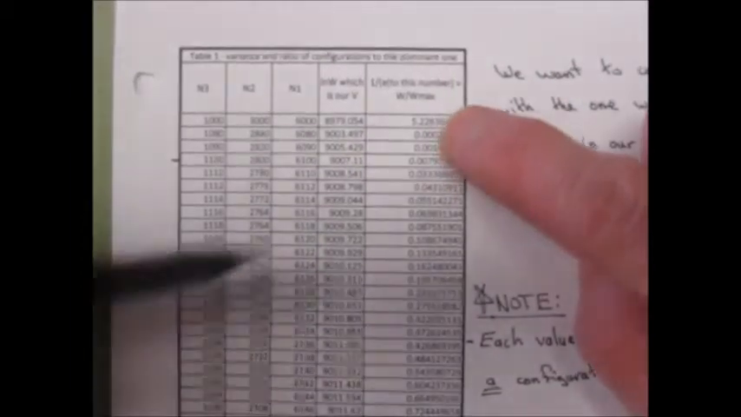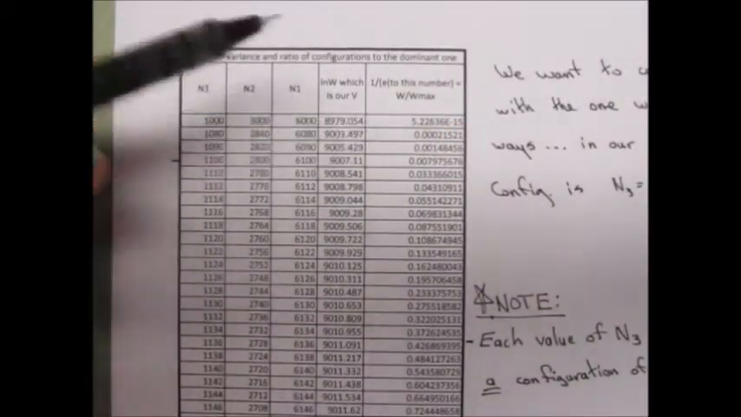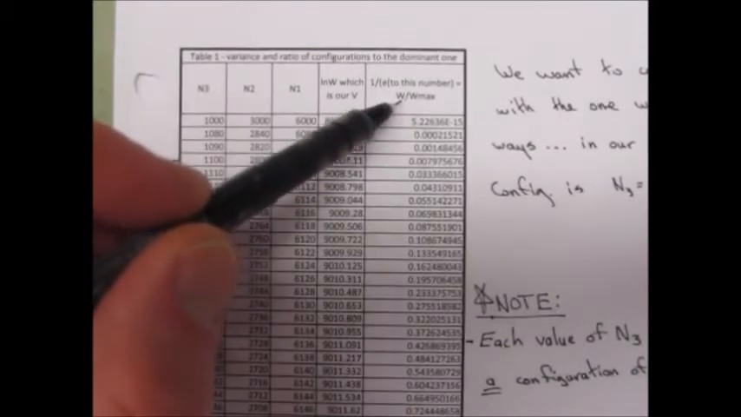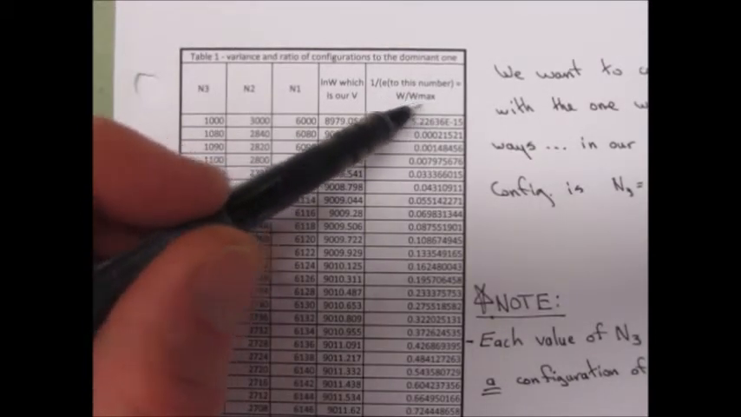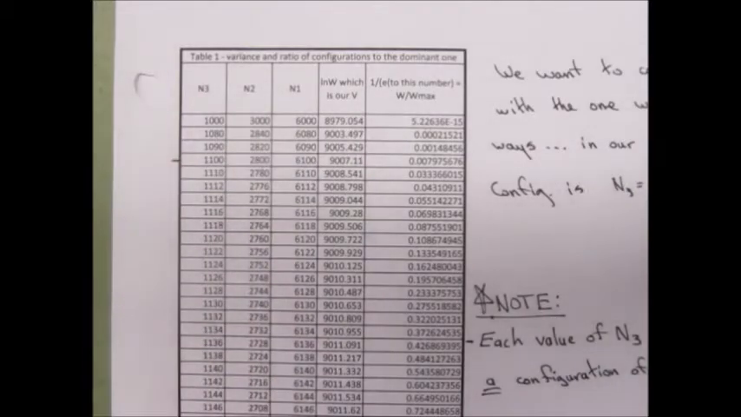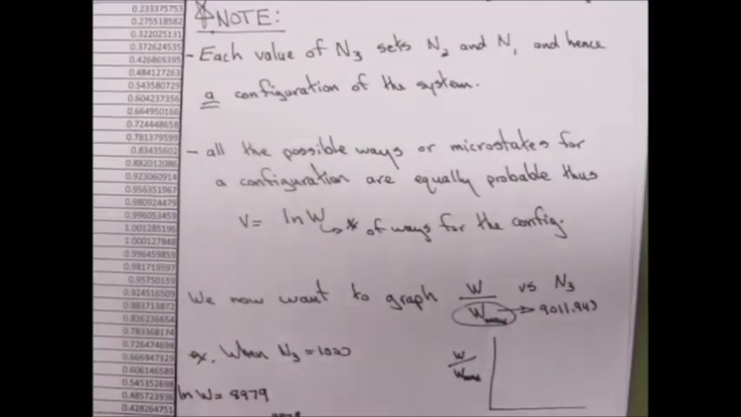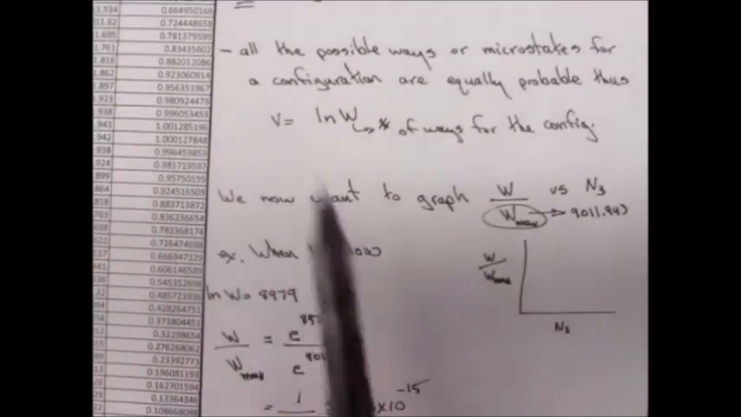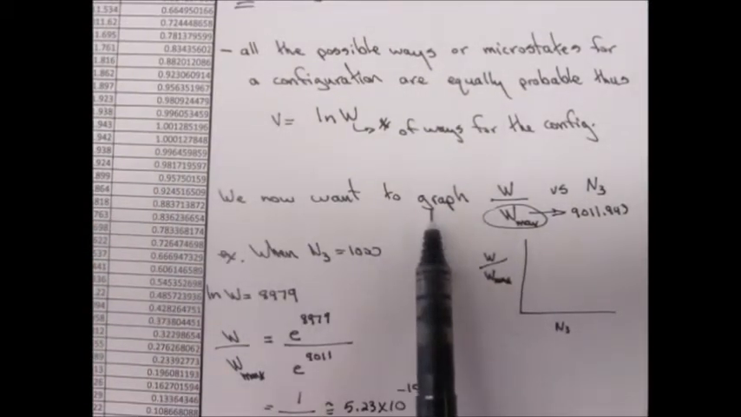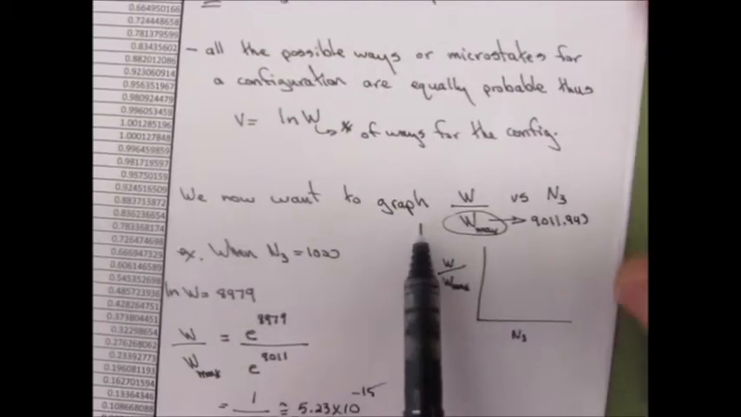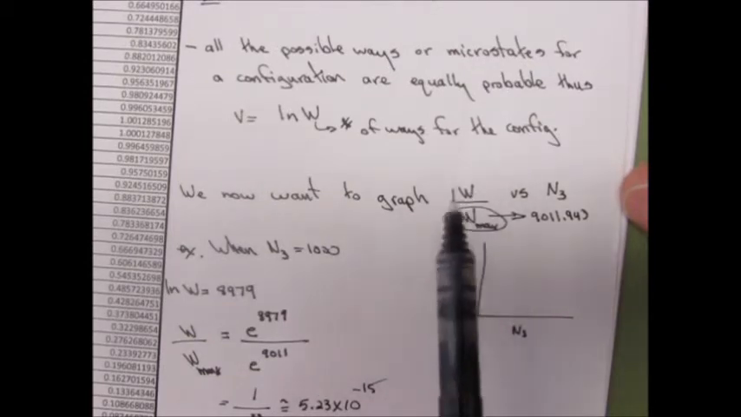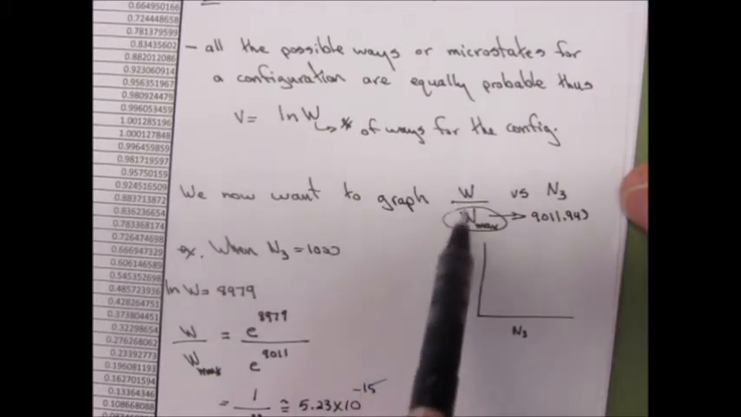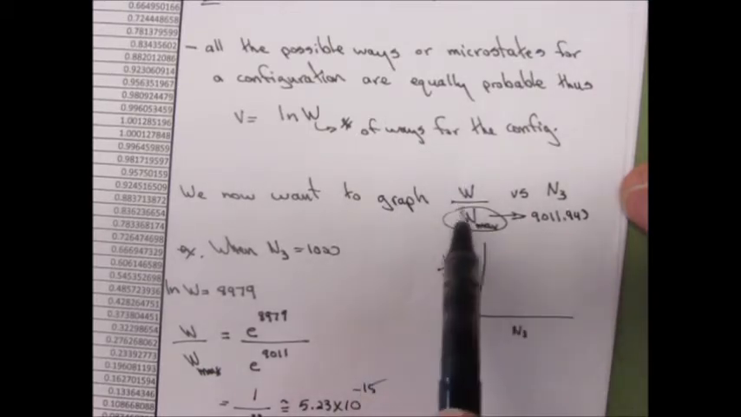But now what we're going to do is add a column. We're going to look at the actual W divided by W max. So how did I do that? Well, I want to make a second graph, right? The second graph is going to be the W value divided by W max. And because I can't calculate either of these two numbers with my calculator, is there another way of doing it?